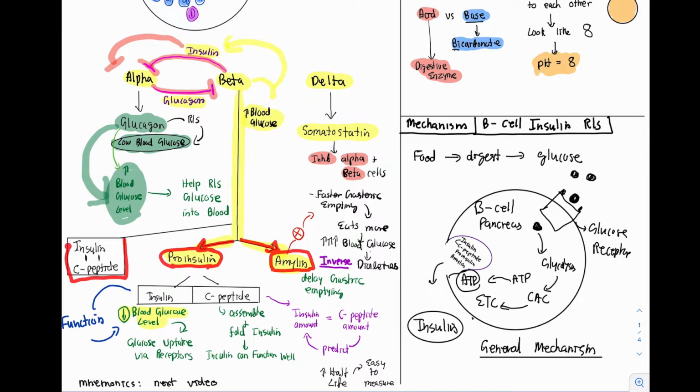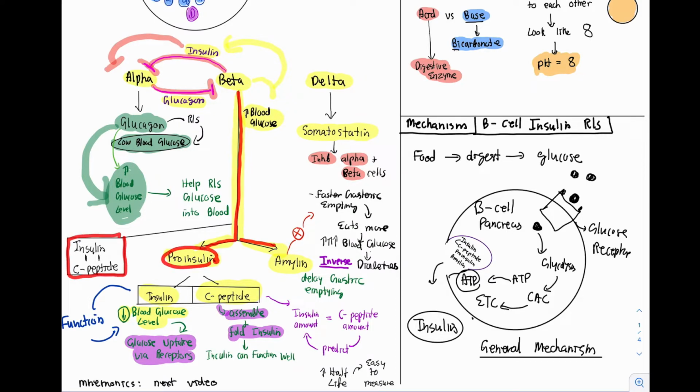Proinsulin consists of both the insulin and the C-peptide. Also note that insulin is going to uptake glucose via the receptors, and C-peptide specifically assembles and folds insulin so that insulin can function well. Alright, so just to be clear, the beta cell secretes proinsulin, amylin, and insulin and C-peptide.